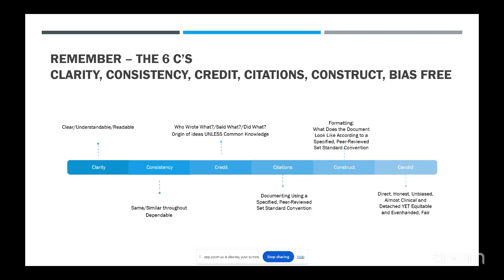The fourth thing is citations. So this is documenting using a specified peer-reviewed set standard convention in which a group of people come together every few years, maybe every year, it depends, it's not consistent, but they come together to decide upon what are going to be the standards for our guidelines. So, in this sense, what are the standards for APA?